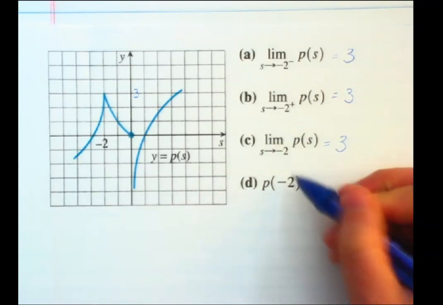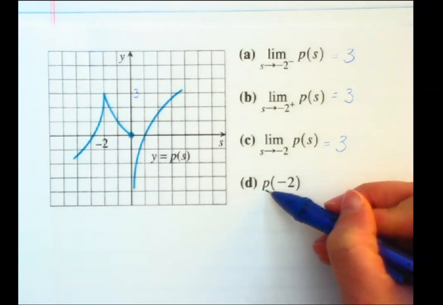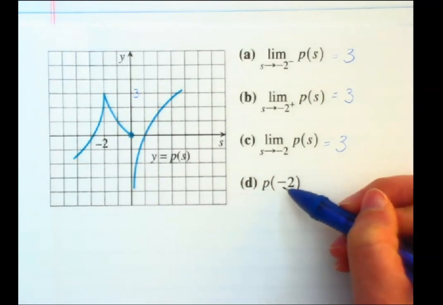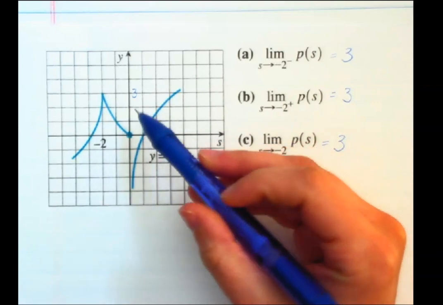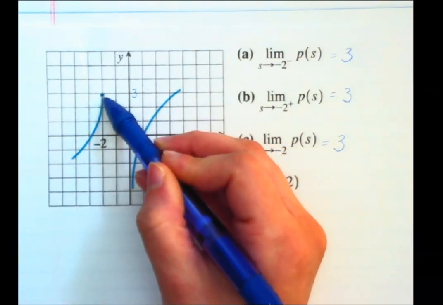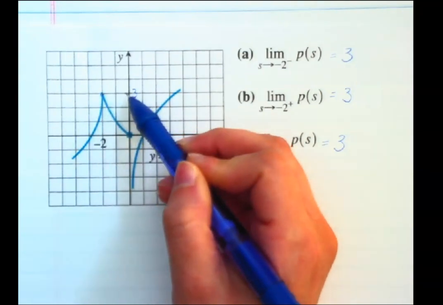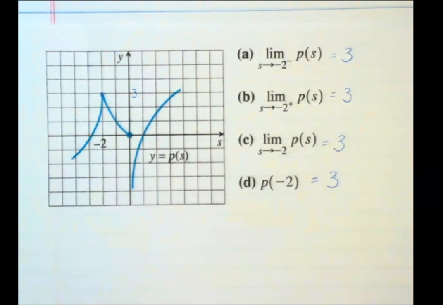And in fact, p of -2 is saying what is the function defined as at -2. So instead of thinking approaching -2, now I actually want to know what it is at -2. That's basically saying at x equals -2, what is the y value? And right here you can see that point, the y value is 3 also. So actually all of these would give us 3.